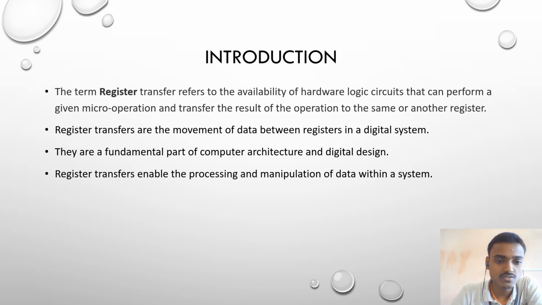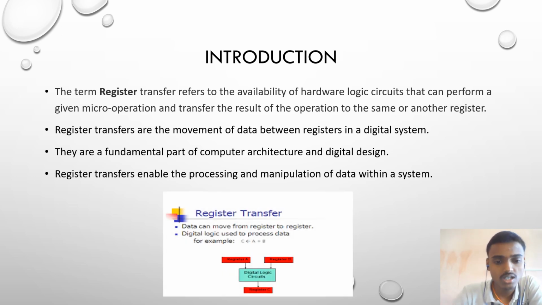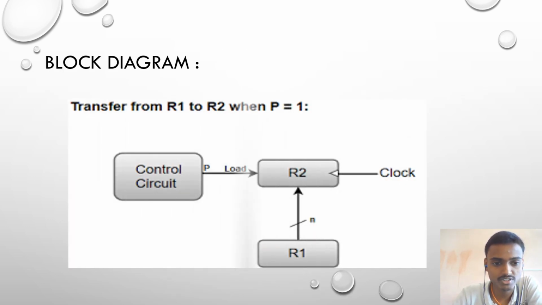Register transfers are the movement of data between the registers in a digital system. They are a fundamental part of the architecture of computers and digital design. Register transfer enables the processing and manipulation of data within the system. We can manipulate the data present in the register by using register transfer. Data can move from one register to another register, and it can be manipulated using various logic operations or arithmetic operations. Let's see the block diagram.